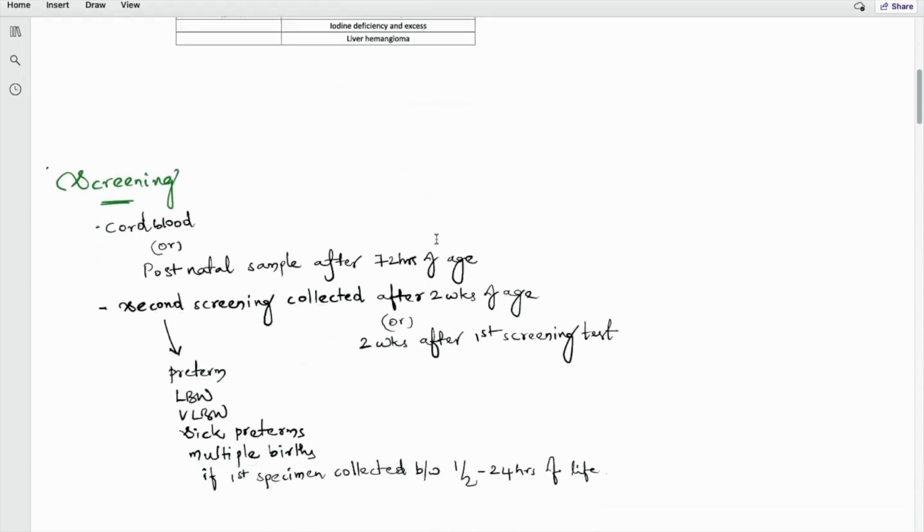The important thing in congenital hypothyroidism is screening. For screening, we have to collect either a cord blood sample or else a postnatal sample after 72 hours of age. In some newborns, a second screening is also needed after 2 weeks of age, or 2 weeks after the first screening test. Those are preterm babies, those with low birth weights, sick preterms, multiple births, or those whose first specimen was collected between half an hour to 4 hours of life.